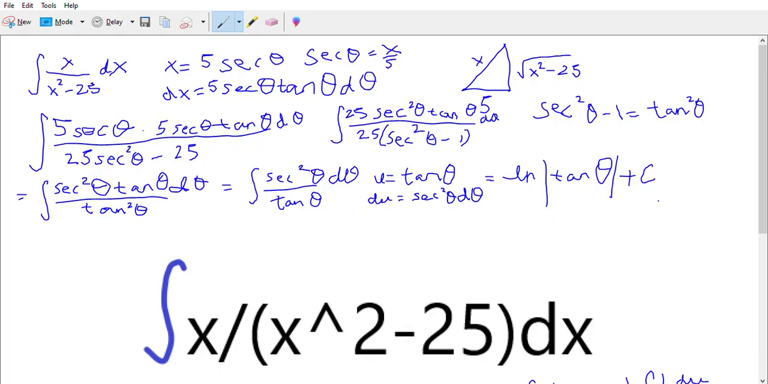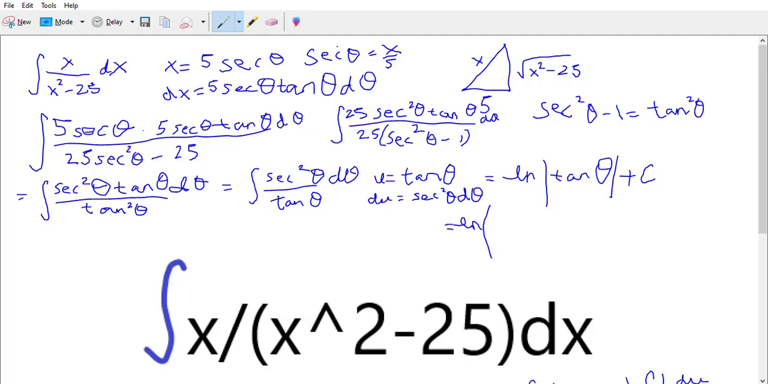No. Now it's time to convert the theta back to x. So what is tangent theta? Opposite over adjacent. And that is why I drew the triangle, because I wanted to figure out what the opposite and adjacent are. Now the adjacent was already figured out thanks to substituting x as 5 secant theta, but I had to calculate the opposite, and I did. So at the end, this is the answer to the integral.